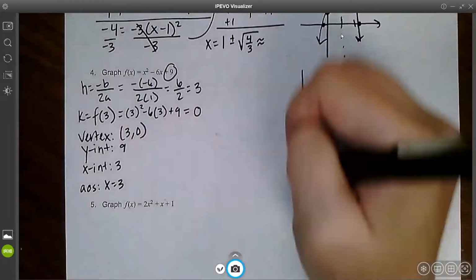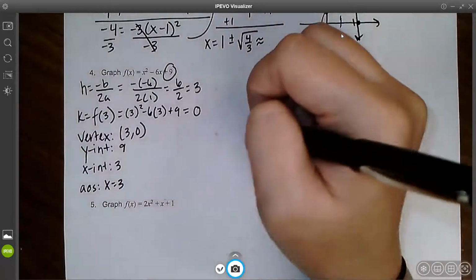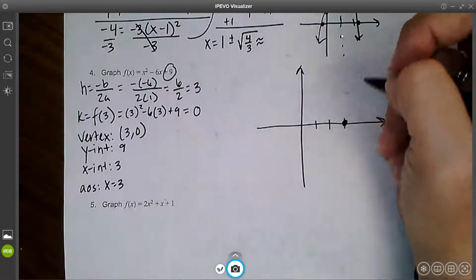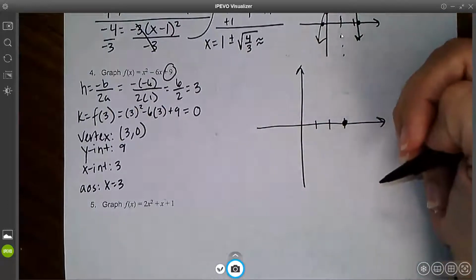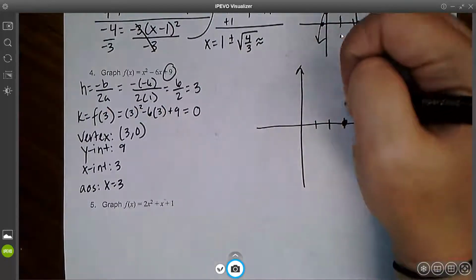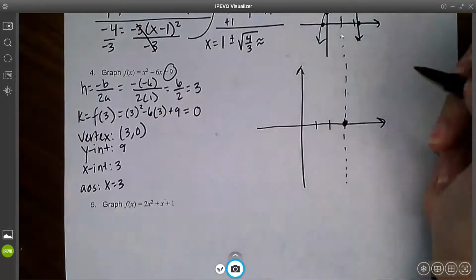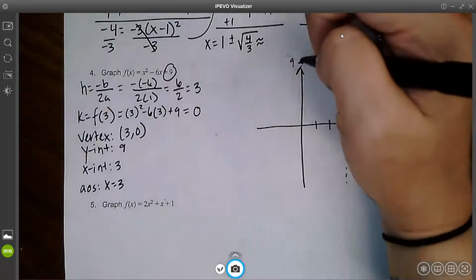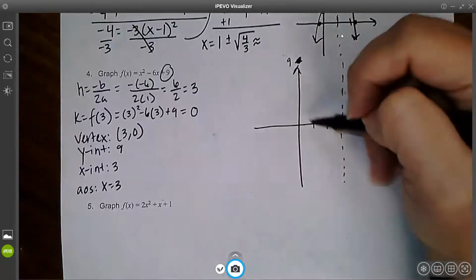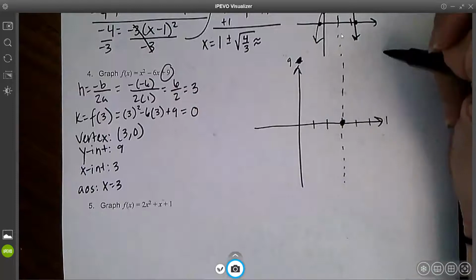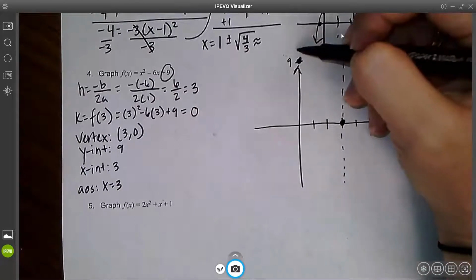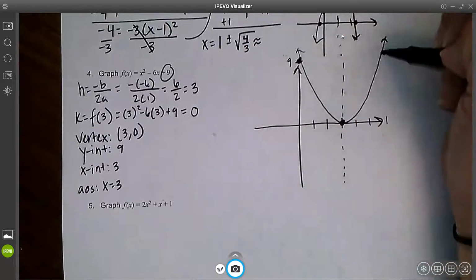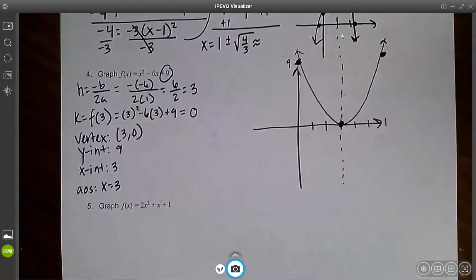So I'm just going to graph this guy. I'm at the point 3, 0. It's opening upward. I should have moved this axis down a little bit. This is my axis of symmetry. I know I have a y-intercept at 9. I'm just going to call this 9. So I've got a point here. And that's 1, 2, 3 over. So I'm going to have a point here as well. That's kind of a bad representation. But let me get a picture. Check my head there. Okay.